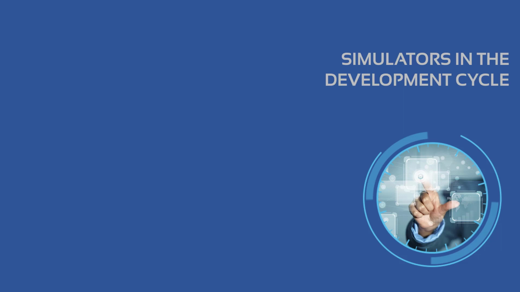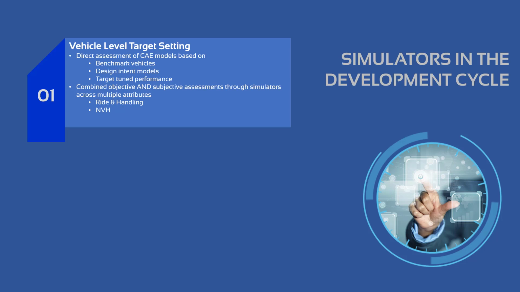So in the development cycle, the use of simulators can be used in several phases. First, for vehicle level target setting, this includes the ability to assess benchmark vehicles, which can be captured on the simulator through modeling that is based on measurements on the very type of data that the system targets are based on. It includes design intent models derived from initial concept designs and can include simulator models that have been adjusted to align with program-specific targets. And this allows both objective and subjective evaluations of the targets in a way consistent with how target trade-offs are done.